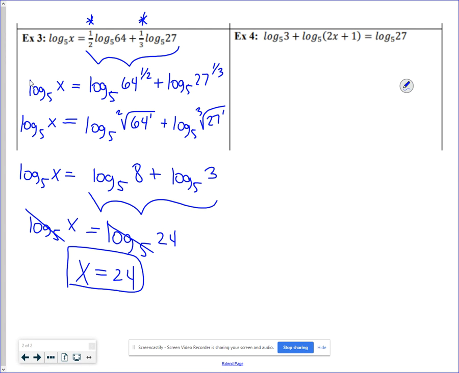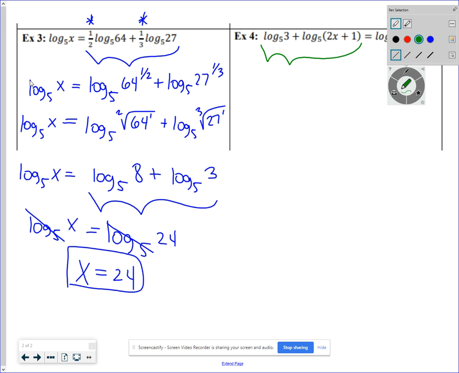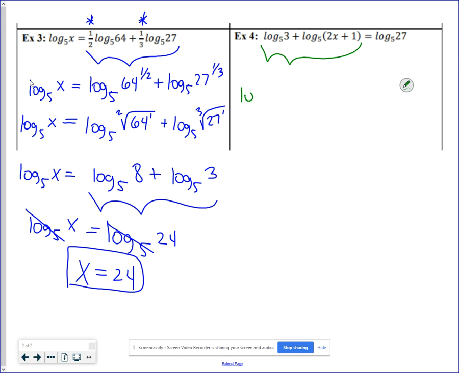All right, so let's do this last one. We're going to start it off the same way. We're going to try to rewrite both sides as a single logarithm. Well, these two logarithms both have base 5. We're adding them together, so we can write it as one logarithm with multiplication. So I'm going to take 3 times this quantity. So I'm going to take 3 times the 2x to get 6x. And I also got to take the 3 times the 1 to get 3. And that's going to be equal to log base 5 of 27.